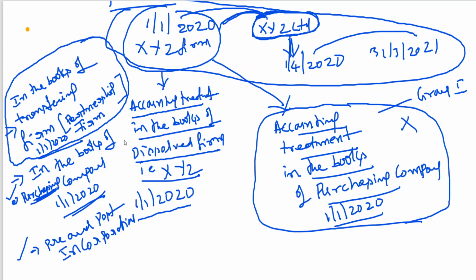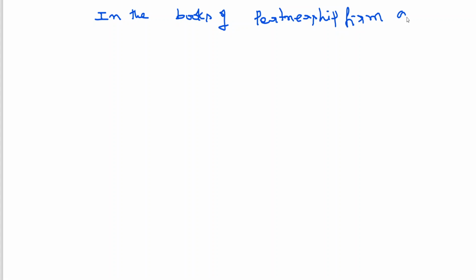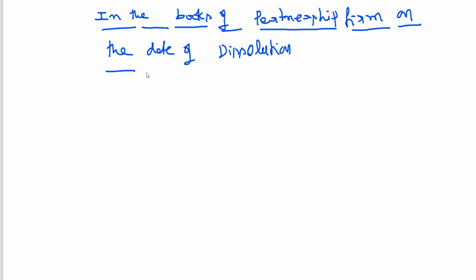You'll be learning entries only in the books of, tell me, what is that, my dear friends? You'll be learning entries in the books of partnership firm. So this is what? In the books of partnership firm, on the date of dissolution. But at the same time, on the date of dissolution, if you are selling the firm to a company, in one or two problems, you are also learning the entries in the books of a company.